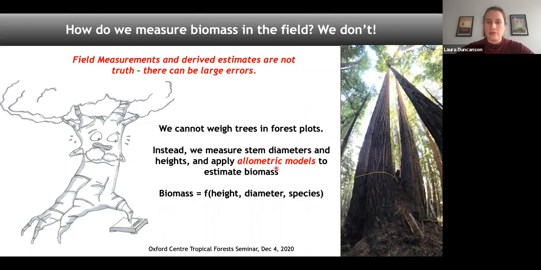And we apply allometric models that somebody else has developed to estimate biomass as some function of these measurable attributes of trees. So we can't coerce these trees to actually step on scales and weigh themselves in the woods. We have to rely on these allometric models. And in the entire scheme of making satellite biomass maps, these allometric models, at least in my opinion, are one of the main sources of uncertainty. And that's for many reasons.